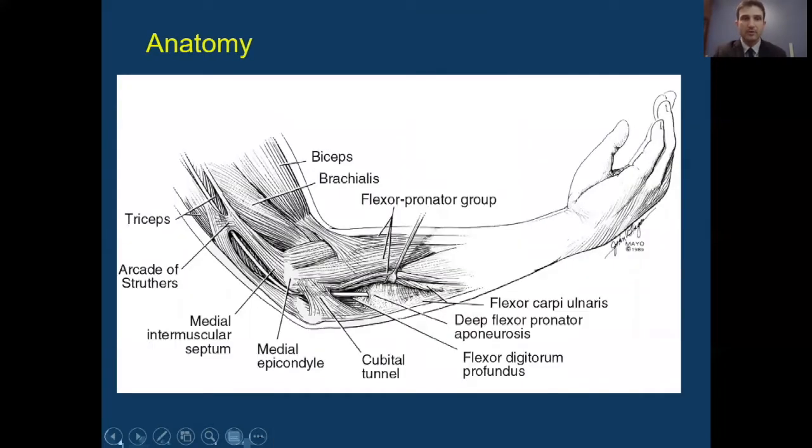This is just a more detailed look at the pathway of the ulnar nerve as it goes from the upper arm through the elbow into the forearm, through what's called the cubital tunnel at the elbow. And this cubital tunnel, as you can see, is made up of the ligament that comes across, called Osborne's ligament, and the floor is basically the bony anatomy of the ulna and the distal humerus.